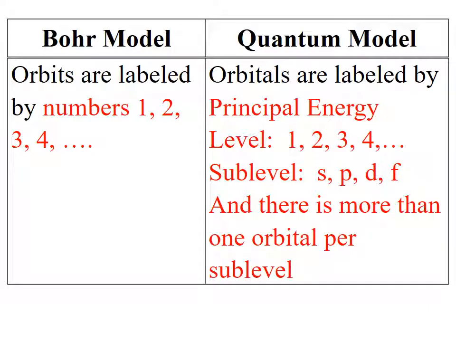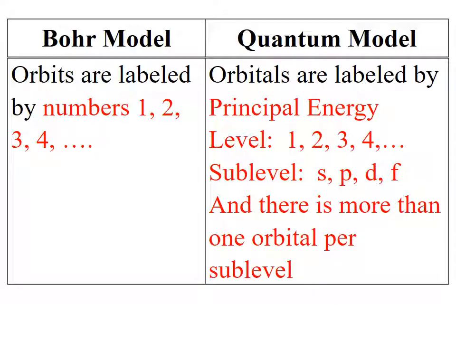Now we're back to contrasting again, things that are different between Bohr and quantum. So for the Bohr model, orbits are labeled by numbers, 1, 2, 3, 4, etc. So he just has circles. The circle closest to the nucleus is number 1, and you just number out from there. Very straightforward. Quantum mechanical model, however, is more complicated. First, we have a principal energy level, 1, 2, 3, 4.